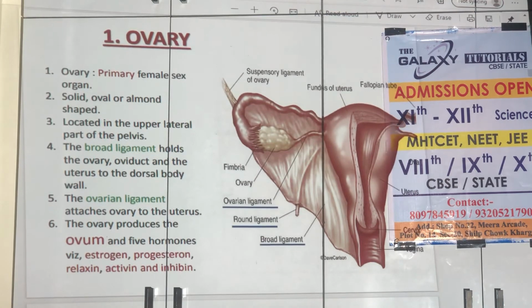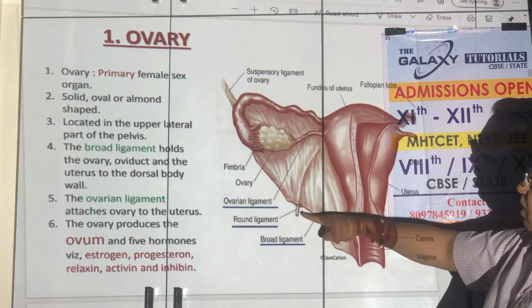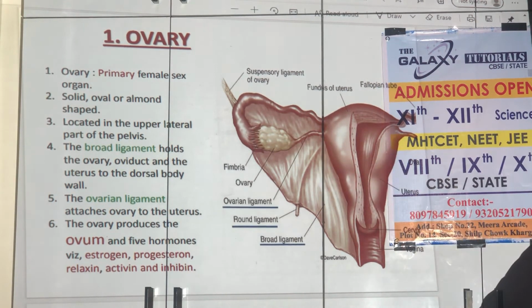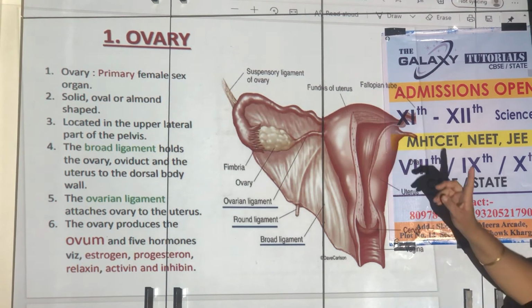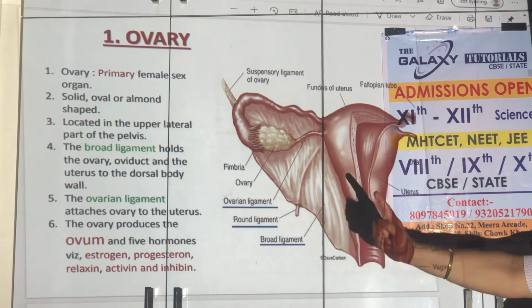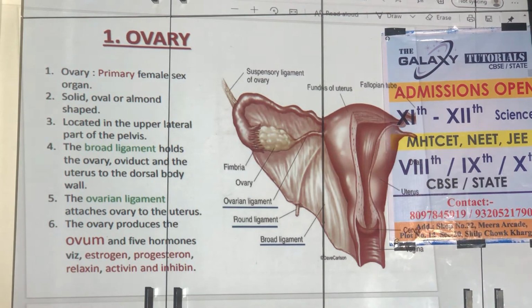Again, looking properly in detail. Remember, gubernaculum was connecting the testes. So we will see here also what is connecting. We have the ovarian ligament, a round ligament and a broad ligament, which keeps the ovaries and the oviduct next to the uterus, so they don't separate and don't cause problems. So you can see the attachment. First time, 5 hormones are produced: estrogen, progesterone, relaxin, activin, inhibin, and the ovum. Ovary is so important.